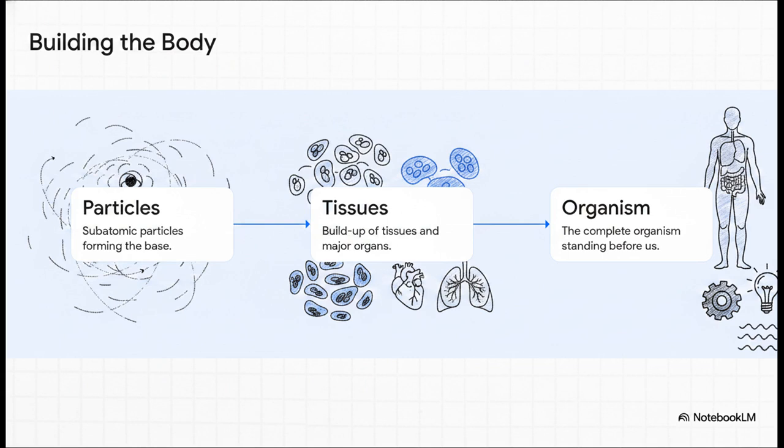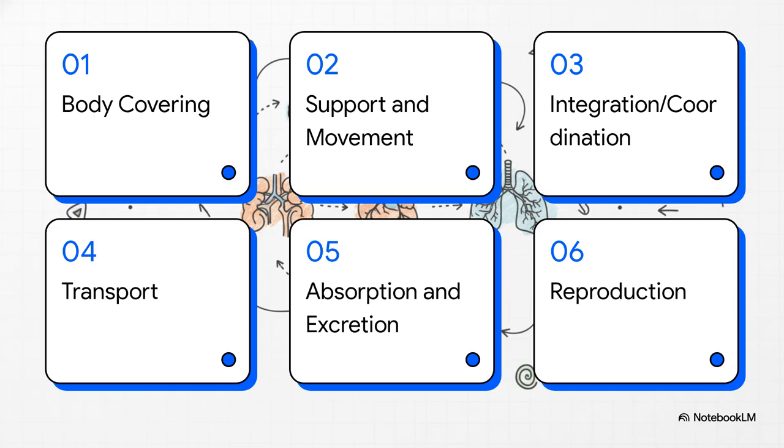We mapped that whole journey, from those tiny subatomic particles up to tissues, into organs, and finally to the complete organism standing before us. But now, we're faced with the ultimate biological question. How do all these static parts actually do the dynamic work of living? To make studying these 11 highly complex systems manageable, we're going to organize them into 6 distinct functional groups, chunking them by their ultimate physiological purpose. We've got body covering, support and movement, integration and coordination, transport, absorption and excretion, and finally, reproduction. Let's just tackle them one by one.